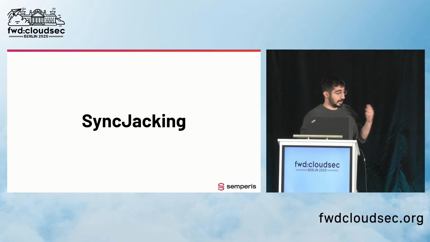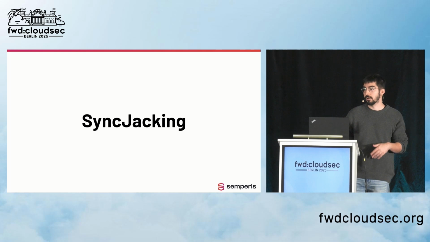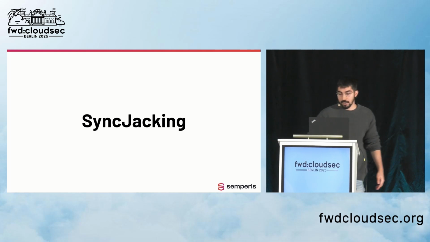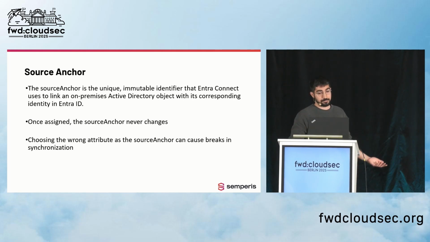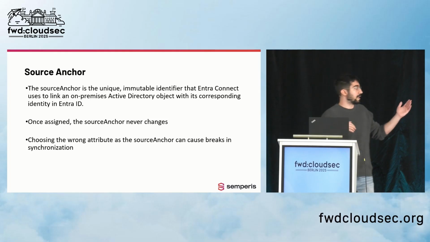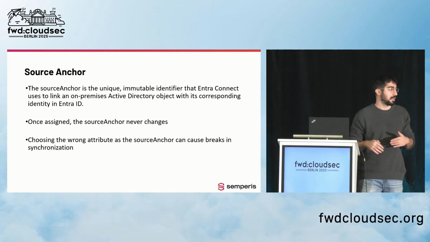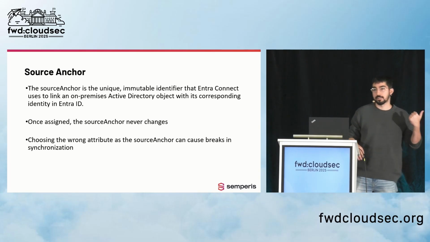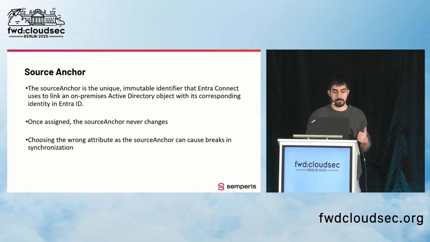So the other attack is going to take advantage of hard matching. It's called SyncJacking, and let's just start. As opposed to soft matching, hard matching has something called the source anchor, which is an attribute that is never changed, and when you choose the wrong source anchor, it can break synchronization.